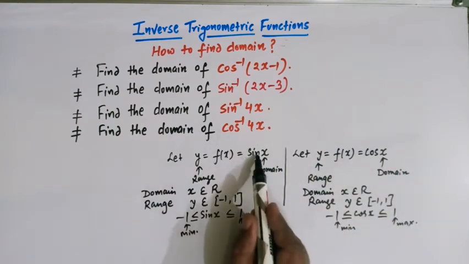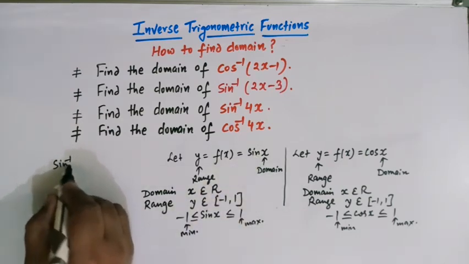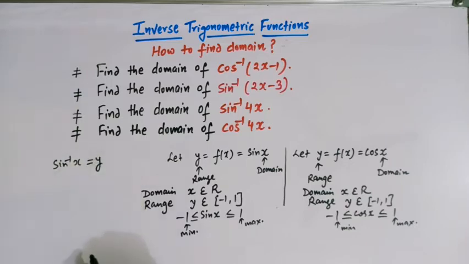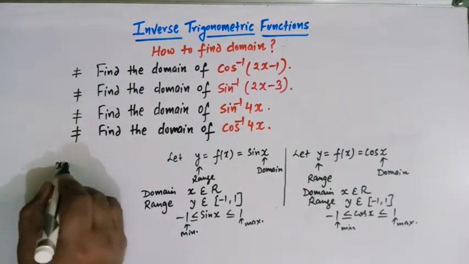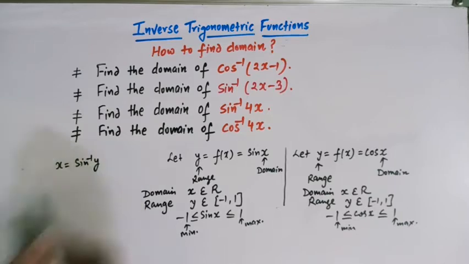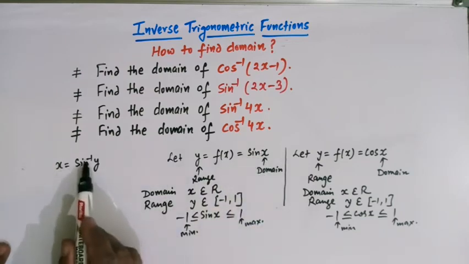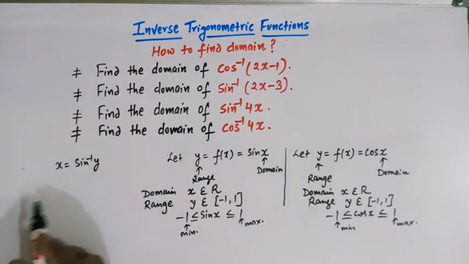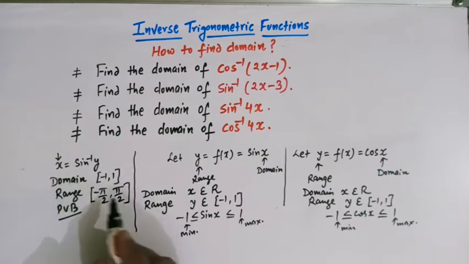Now if we write the inverse function, suppose I write sine inverse x = y, we can write it here as x = sine inverse y. So the inverse function is given by x = sine inverse y. Now here the range is the principal value branch, that is the closed interval minus pi by 2 to pi by 2.